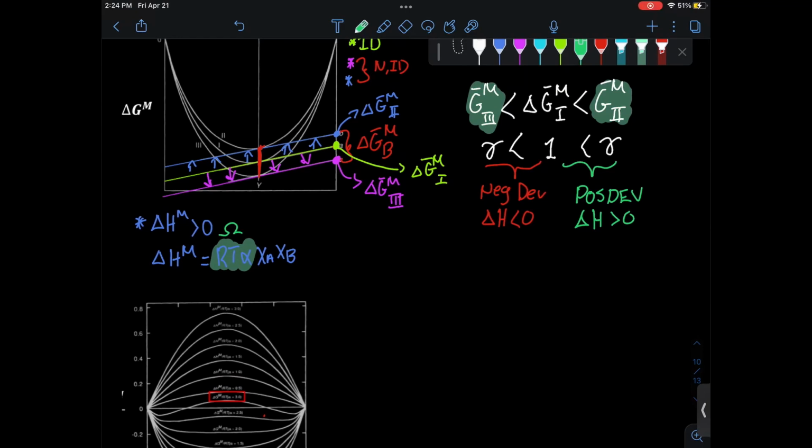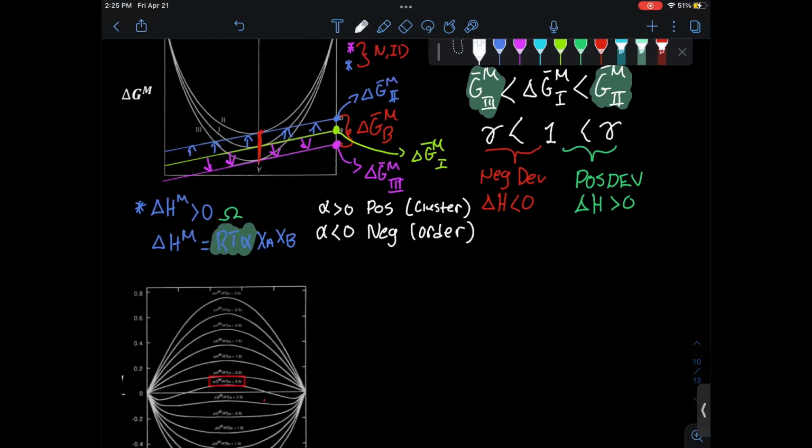All right. Now, what do we know about alpha? Well, if alpha is greater than 0, we have positive deviation, which tends to clustering. Our like particles want to go together, and our unlike particles separate. If our alpha is less than 0, we have negative deviation, and we have ordering. Our particles are going to order in terms of like and unlike atoms being closer together.